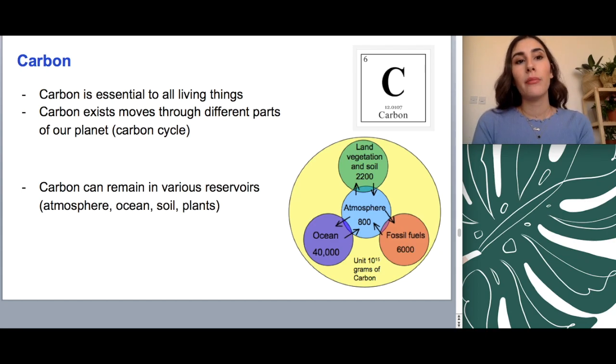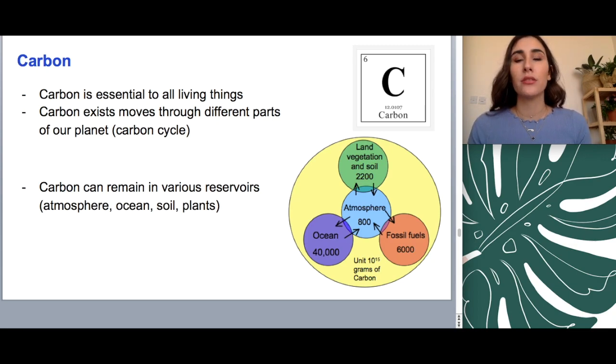Now, when we're talking about carbon, carbon is an essential element that is present in all living things. In other words, it is one of the building blocks of life. Every single living organism, whether it be a plant or an animal or even bacteria, their bodies are made from several elements, and carbon is one of the main elements that makes up the bodies of living things.